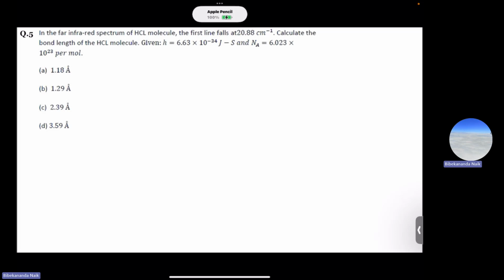The options are option A 1.18 Armstrong, 1.29 Armstrong, 2.39 Armstrong, and 3.59 Armstrong. So these are the four options, and we need to find out what will be the bond length. I'll give you a few minutes to try this question.